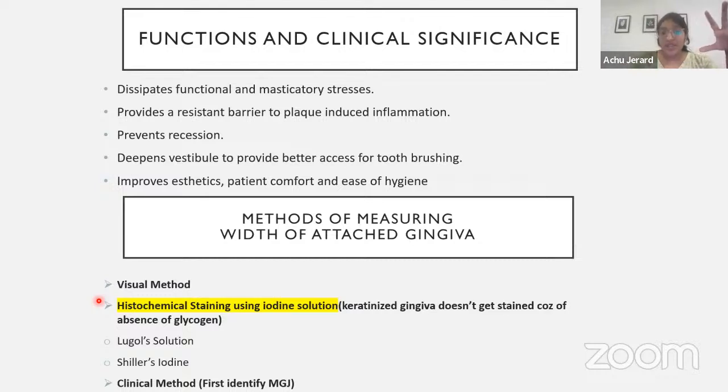Okay. Why? Because this keratinized gingiva doesn't contain glycogen. And these iodine solutions, Lugol's iodine or Schiller's iodine, stain the glycogen which is present in the alveolar mucosa. So it is the alveolar mucosa which gets stained in the histologic staining with iodine solution. And then finally, you have the clinical method, where you can measure with the periodontal probe as well as a tension test, which I will be discussing.